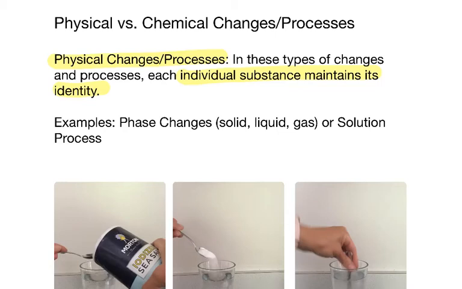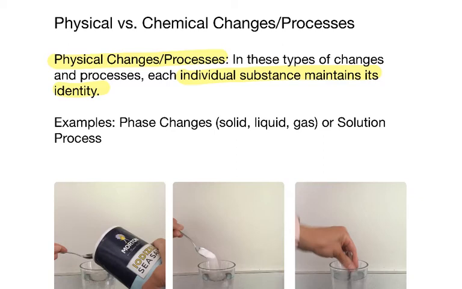When we talked about the differences between substances and mixtures, the definition of a mixture was two or more substances that have been physically combined, and the definition of a compound was two or more elements that have been chemically combined. Well, along those same lines, we should talk about physical versus chemical changes, okay?